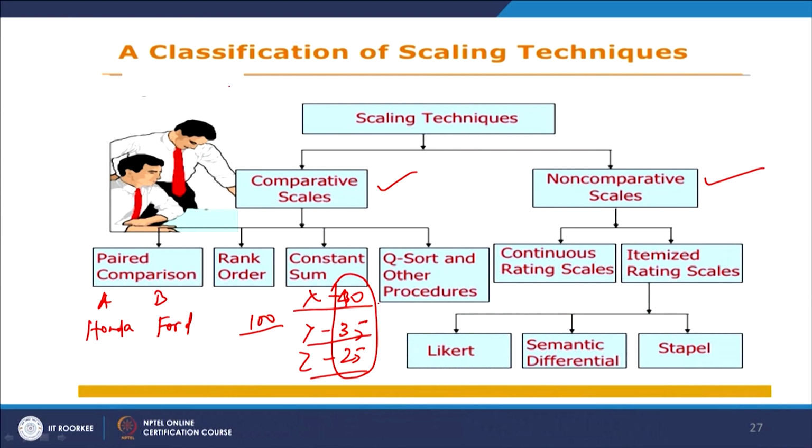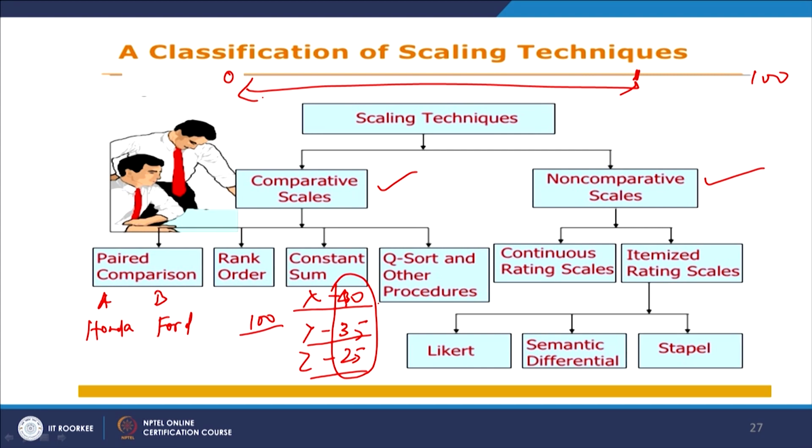So this is a Q sort technique. Then you have non-comparative scales. Non-comparative scales are, for example, the continuous rating scales. Suppose we take this line, and I ask you how much do you like this particular class. Suppose this is 0 and this is 100. Somebody places a mark here, so I can understand that this is to the positive side, much to the positive side.